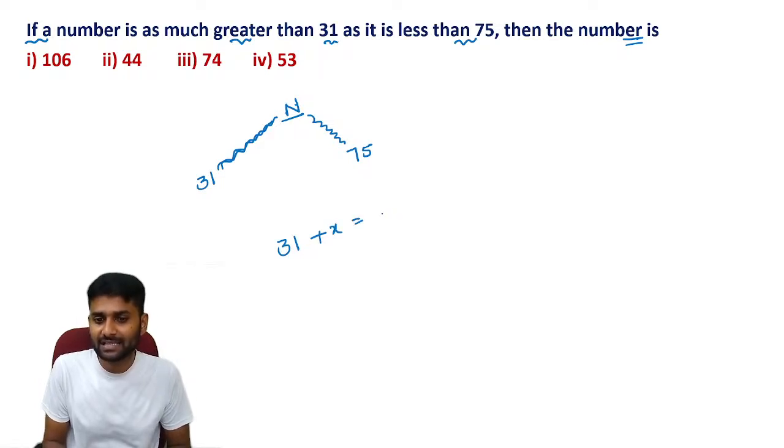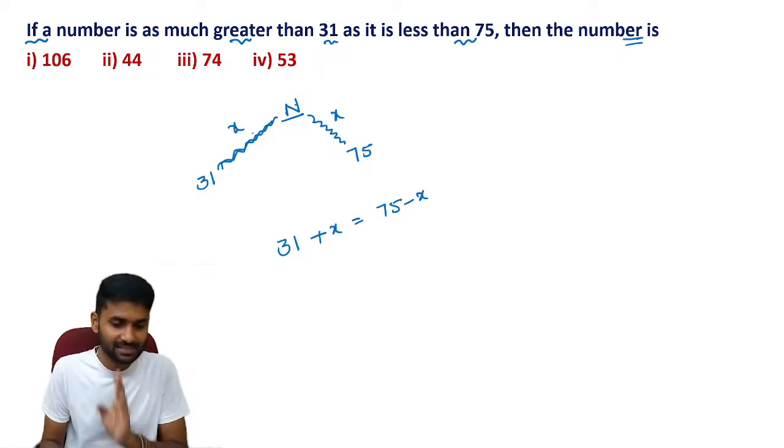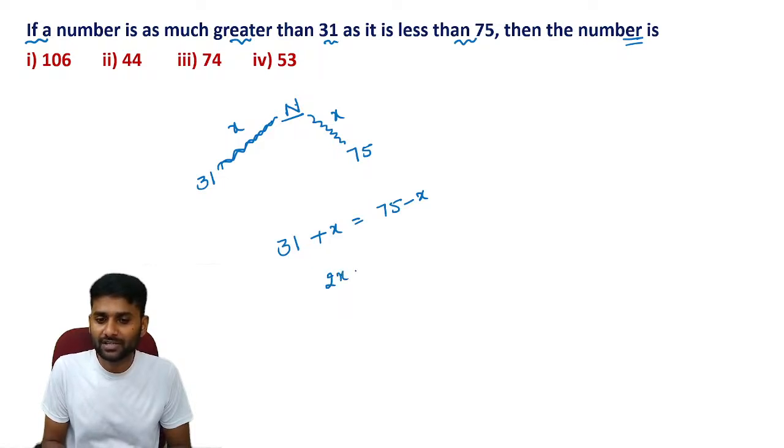It means, see, if 31 becomes n, we need x units. Now n is less than 75, so let us take that this is also x. The difference between n and 31 and the difference between 75 and n is the same. Further simplification: 2x is equal to 75 minus 31, which is exactly equal to 44 units. Now here x is equal to 22.